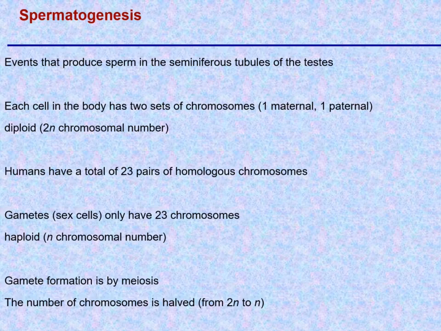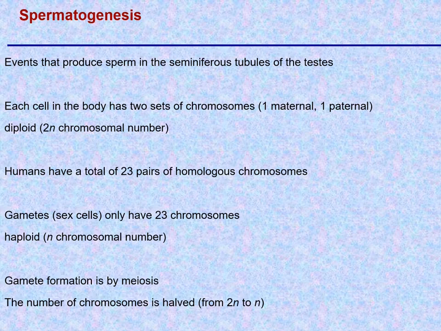We're going to start Unit 7A, Part 2, with spermatogenesis. Spermatogenesis is the process of production of sperm in the seminiferous tubules of the testes.